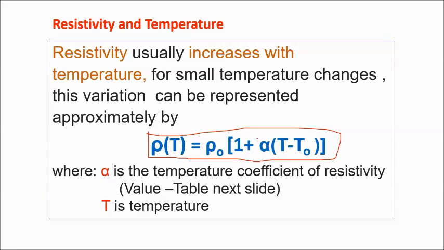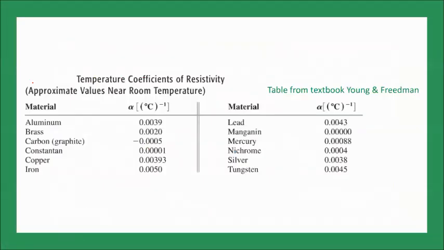So alpha in the equation is the temperature coefficient of resistivity. This is an empirical quantity which describes the change in resistance or resistivity of a material with temperature. And T is, of course, temperature. We have a table for that. Okay, ito yung mga table of alpha for different materials.